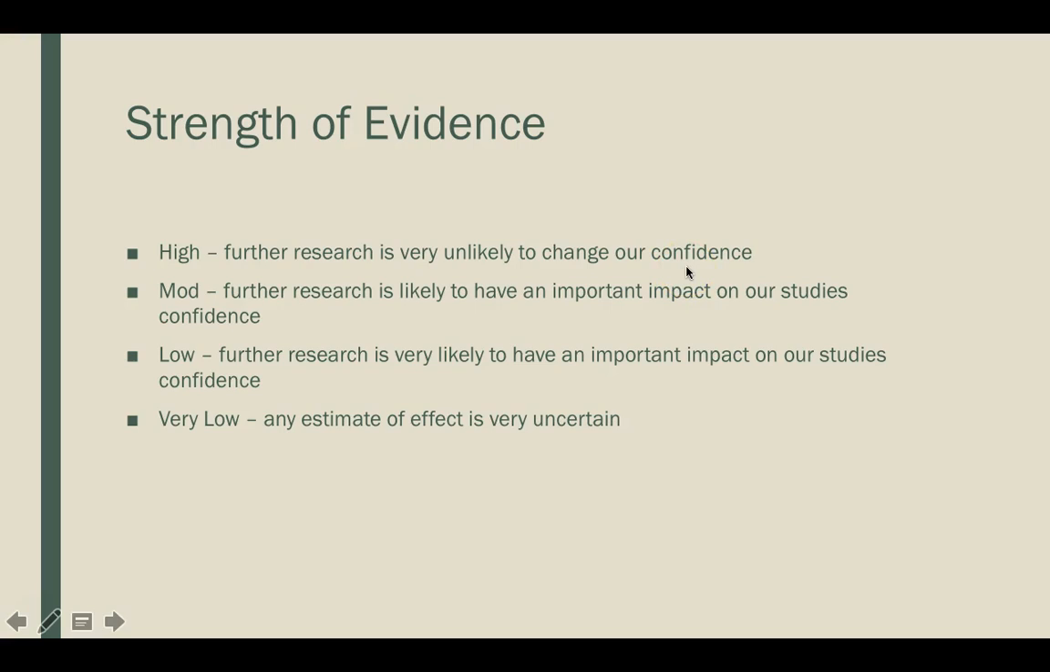If new research came out, we feel so confident about this article that ideally new research would probably either match it or that we would really look closely at that other research to see if it compares. Moderate, further research is likely to have an important impact on our study's confidence. Low is to have a very important impact and very likely, and then very low would be you can't really take anything this article is saying for any certainty.